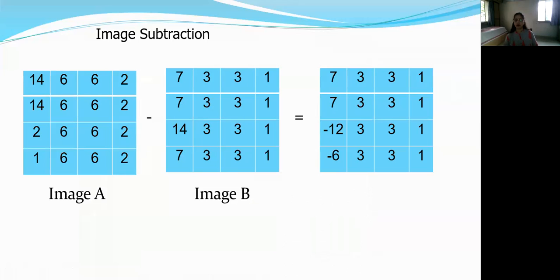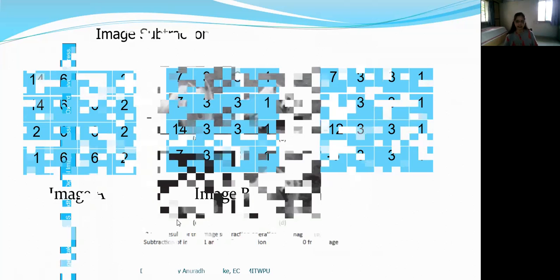Okay. So when we want to display this difference image as an image, we need range normalization after the image subtraction operation. We can check the range of the resultant image by determining the maximum negative number and the maximum positive number. That gives you the range, which in this case is minus 12 to 7. And then you can apply the range normalization technique to convert it between 0 to 15. Okay. So this is the image subtraction operation.